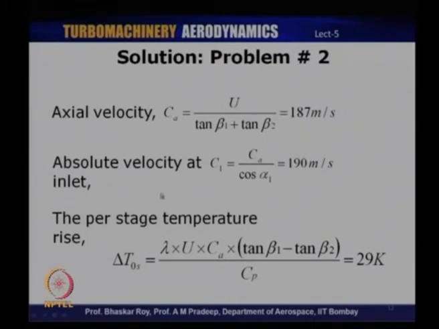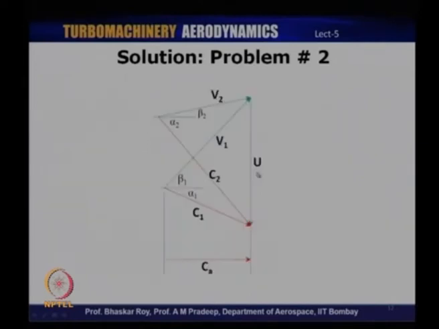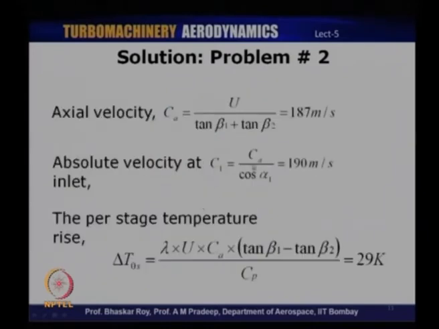We can also calculate the absolute velocity at the inlet, which is C1, that is CA divided by cos alpha 1. C1 is this component, cos alpha 1 is basically the ratio of CA to C1, CA divided by C1 is cos alpha 1, and therefore, C1 is CA divided by cos alpha 1, which is 190 meters per second.